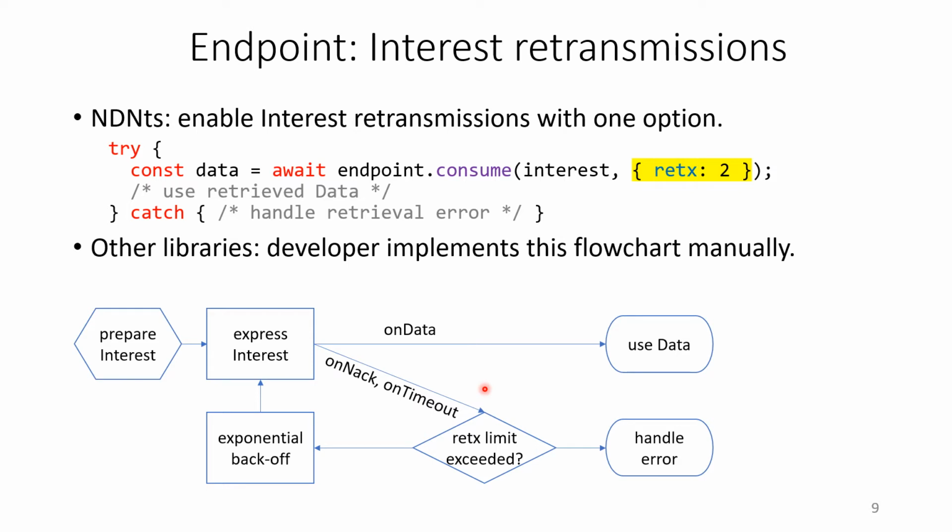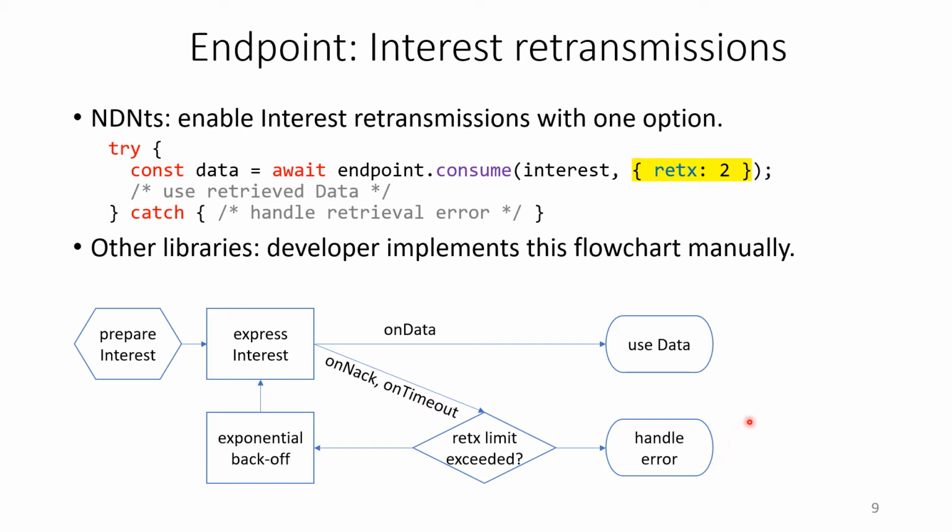In that case, you will maintain a counter, how many times the interest has been retransmitted. If it does not exceed the retransmission limit, you will compute exponential backoff duration. After that backoff, you express the interest again. If the retransmission limit has been exceeded, you will handle the error. The data cannot be retrieved.